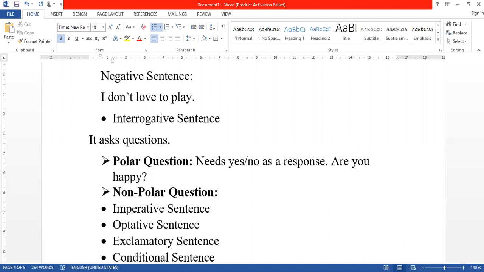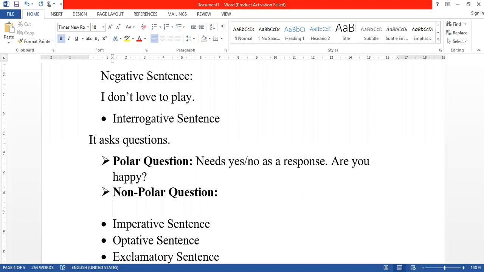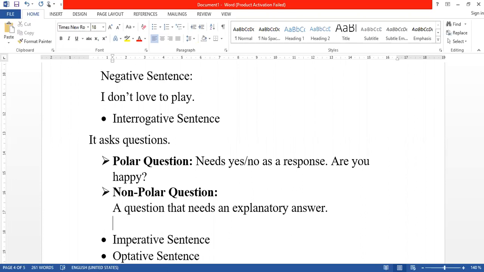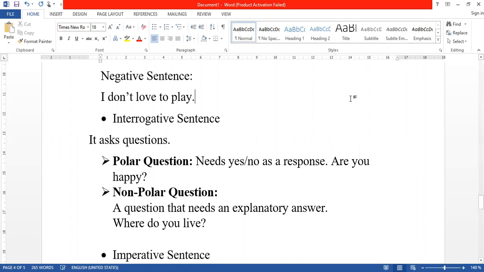Non-polar question. A non-polar question is a question that needs an explanatory answer. It is not like yes or no. For example, where do you live? You cannot answer yes or no. You have to come up with an exhaustive explanatory answer. Or why do you smoke? Why are you happy? Why are you laughing? How is the world? Where do you live? These are non-polar questions and they need explanation.